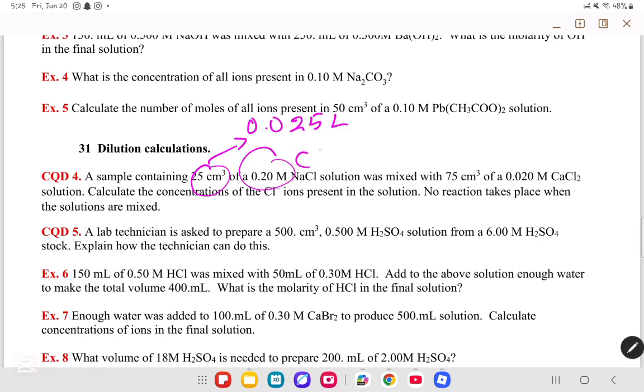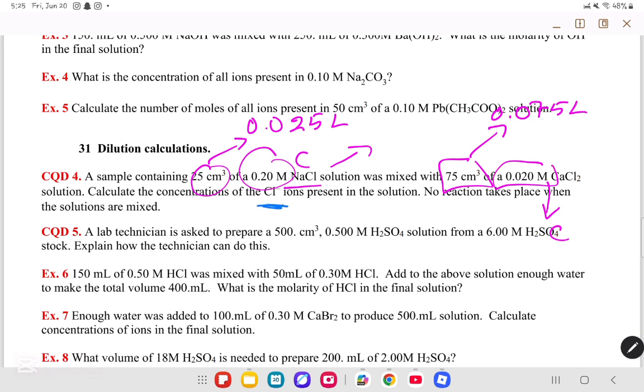You have the concentration of NaCl. The molar mass of NaCl, actually I don't think we need it, was mixed with what? Was mixed with 75 centimeter cubed. Change it to liters, so 0.075 liters of a 0.02 molarity CaCl2. So this is our concentration. They said calculate the concentration of the Cl minus ions present in the solution.